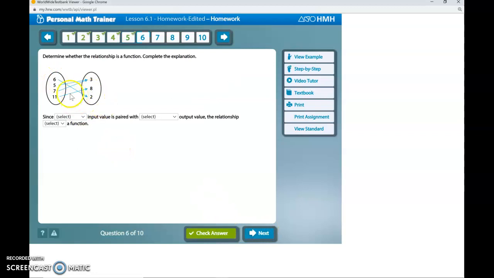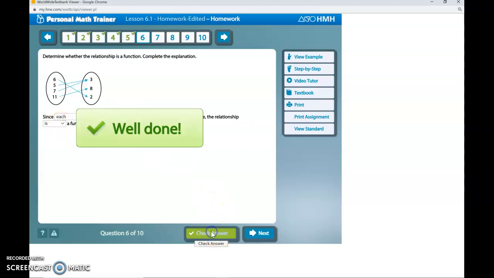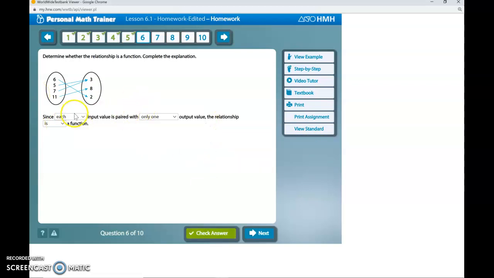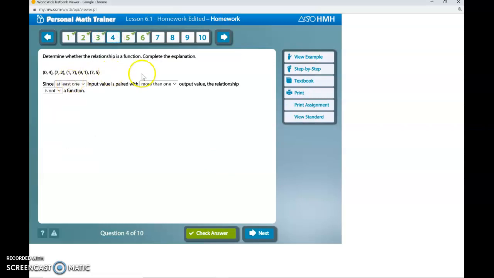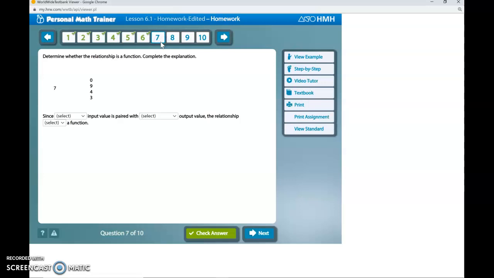Another example here: the 6 is paired with the 2, the 5 is paired with the 3, the 7 is paired with the 3, and the 11 is paired with the 8. This is where they try and trick you. The 5 and the 7 are both paired with the 3, but remember, all we care about is if the x's are repeating. In this case, the x's aren't repeating. There's a 6, a 5, a 7, and an 11. So when it is a function, you're going to select that each input value is paired with only one output value. Those are going to be the only 2 options you have, so you pretty much got a 50-50 shot here.